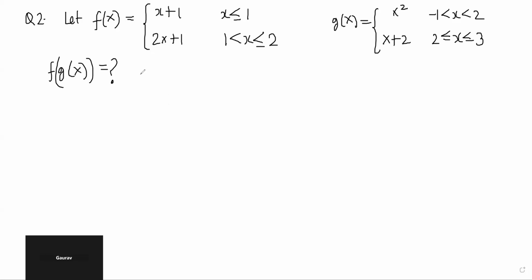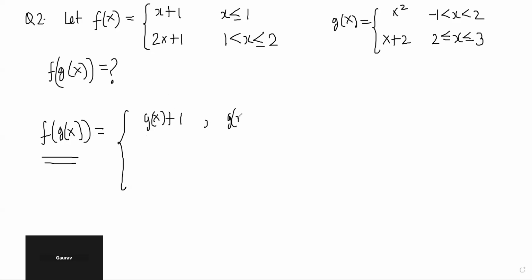I hope you're understanding what you have to do here. Yes, sir. That g of x is a variable, so we have to draw the graph. No, you don't need to draw the graph. You can do it without a graph also. You need to know how to do it. Nobody has asked you for the graph. f of g of x will be g of x plus 1 if g of x is less than or equal to 1, and it will be 2g of x plus 1 if 1 is less than g of x less than or equal to 2.